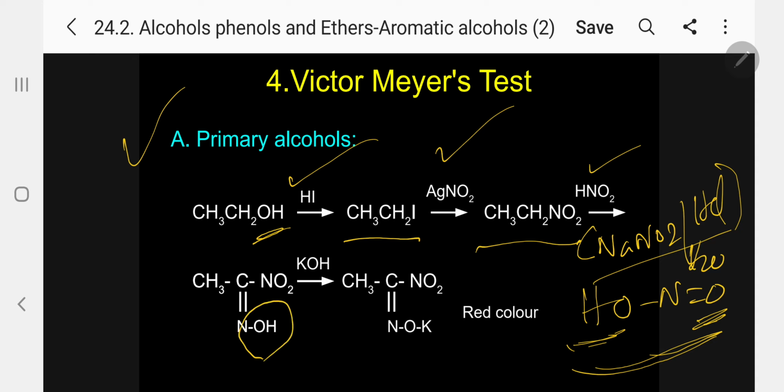Now NOH is attached. So when you treat with KOH, then H is substituted by K, that is giving red color. This complex is responsible for the red color. Primary gives red color, so we can easily identify primary alcohol.